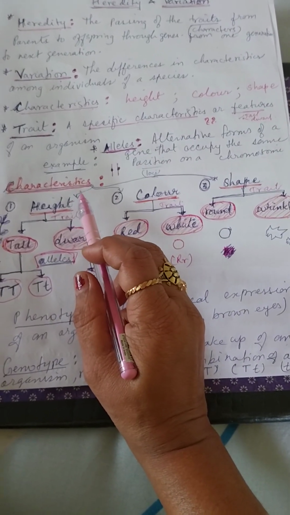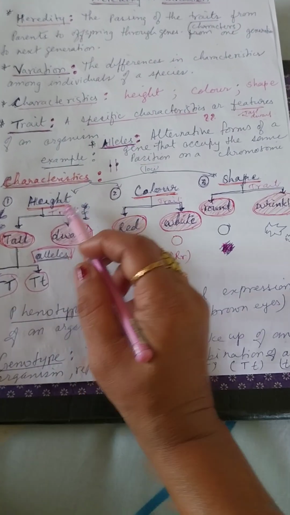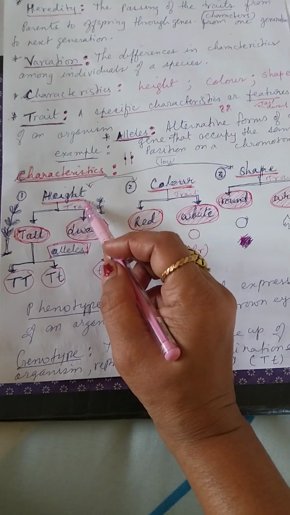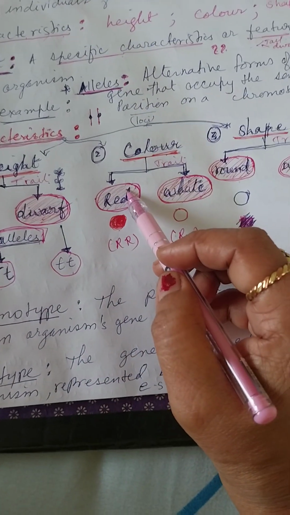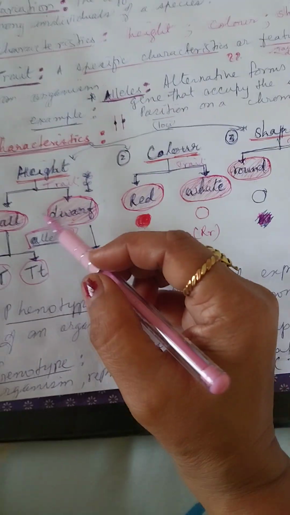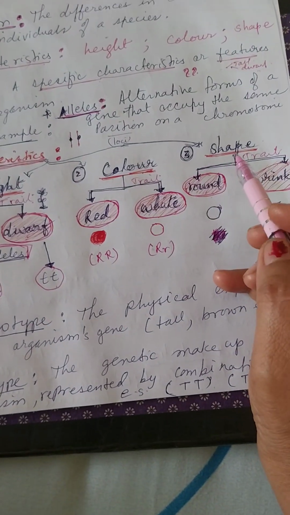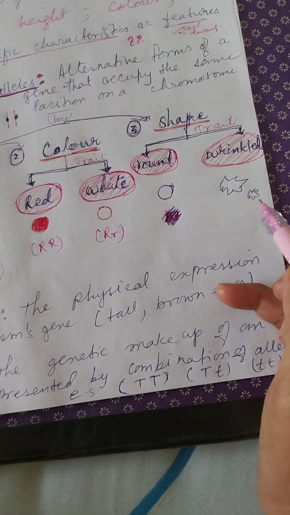Now let us understand with the help of an example. Let me elaborate it. Characteristics can be height, color or shape. Now the trait can be tall, dwarf. The trait can be red, white. You can see this red and white, tall plant and dwarf plant. And another characteristic can be shape, round or wrinkled.